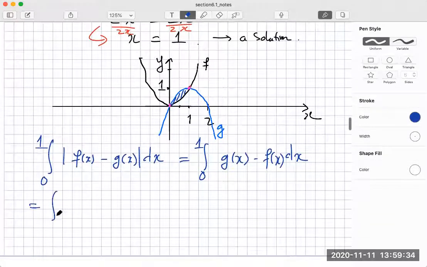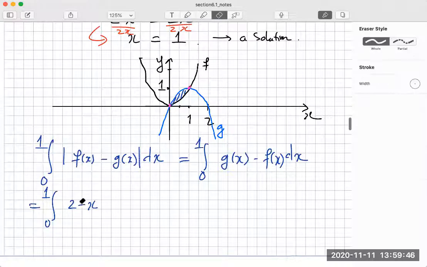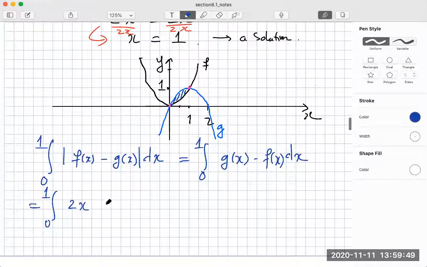Then it will be the integral from 0 to 1 of, g is 2x minus x squared, right? And the function f is x squared, dx, okay? Now it becomes easier, right? So what should we do now?